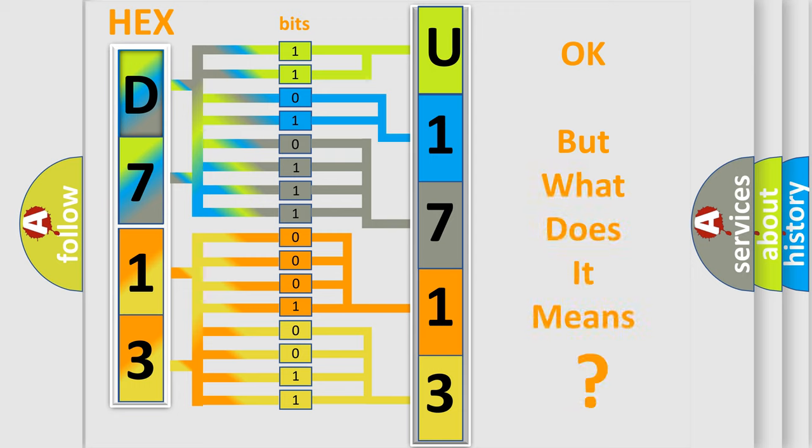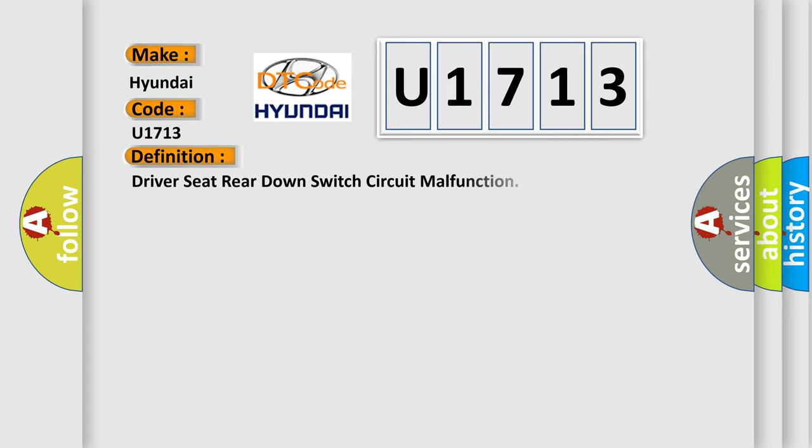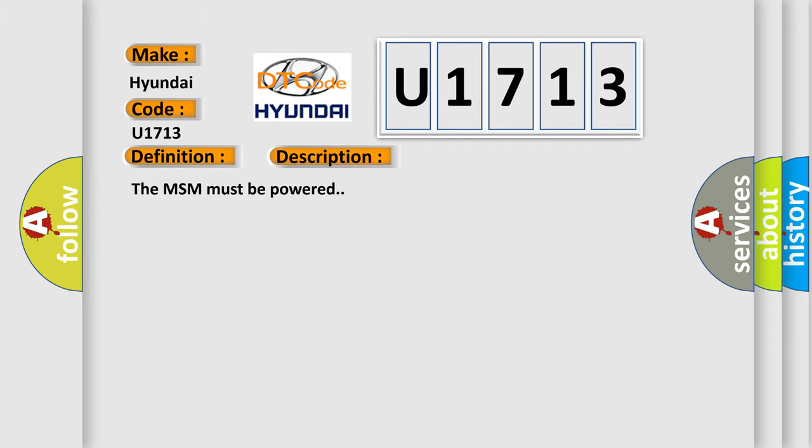The number itself does not make sense to us if we cannot assign information to what it actually expresses. So, what does the diagnostic trouble code U1713 mean specifically for Hyundai? The basic definition is driver seat rear down switch circuit malfunction. And now this is a short description of this DTC code.